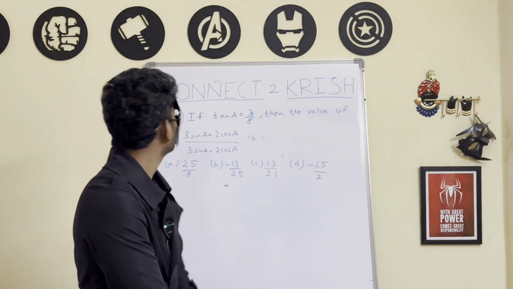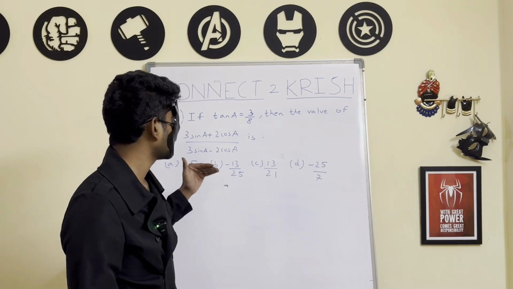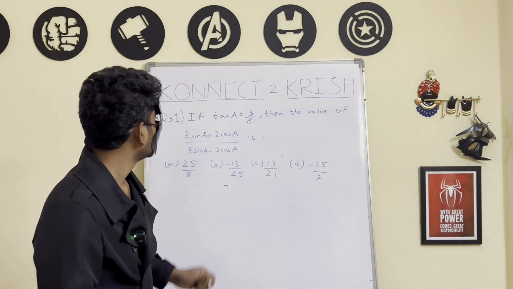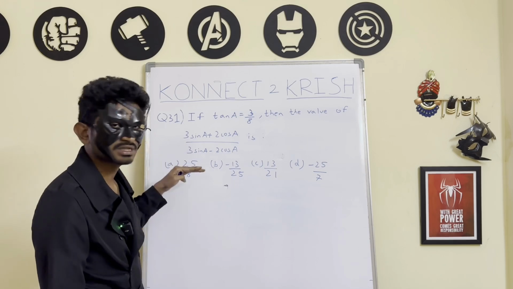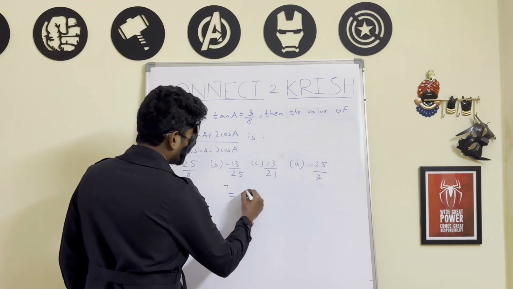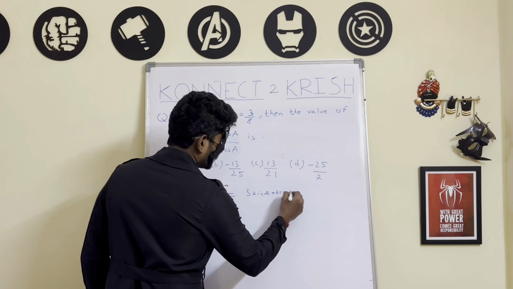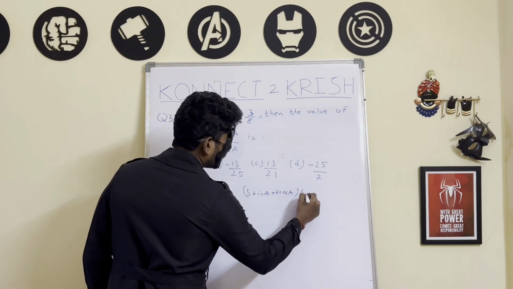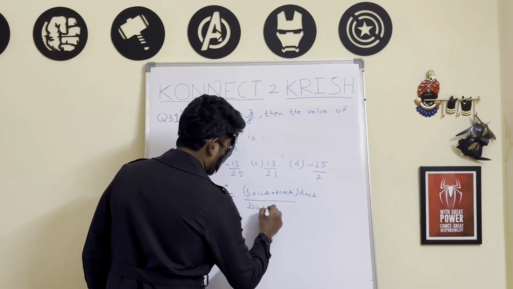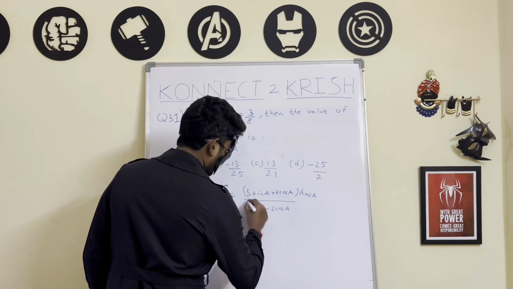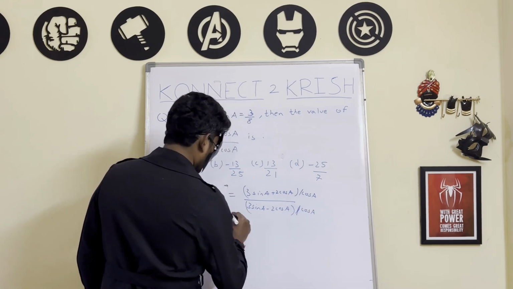So superhumans, next part of the question is, if tan A is equal to 3 by 8, then the value of (3 sin A plus 2 cos A) by (3 sin A minus 2 cos A) is. So we'll try to convert this equation in form of tan. To do that, we'll be dividing numerator and denominator by cos. So this will be nothing but 3 sin A plus 2 cos A. You'll be dividing the numerator by cos A and denominator by cos A.